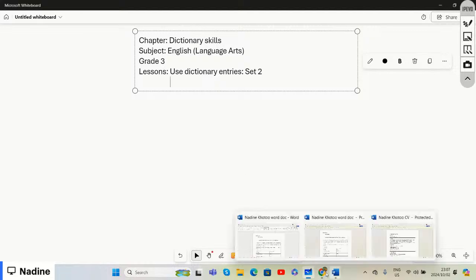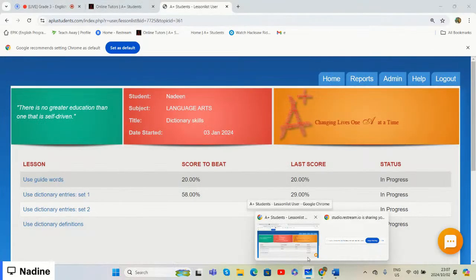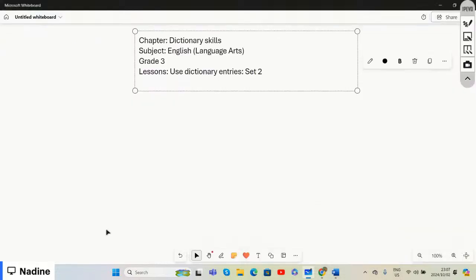All right. The lessons that we are going to be focusing on today are to use dictionary entries, set two, because we already did set one, and to use dictionary definition.